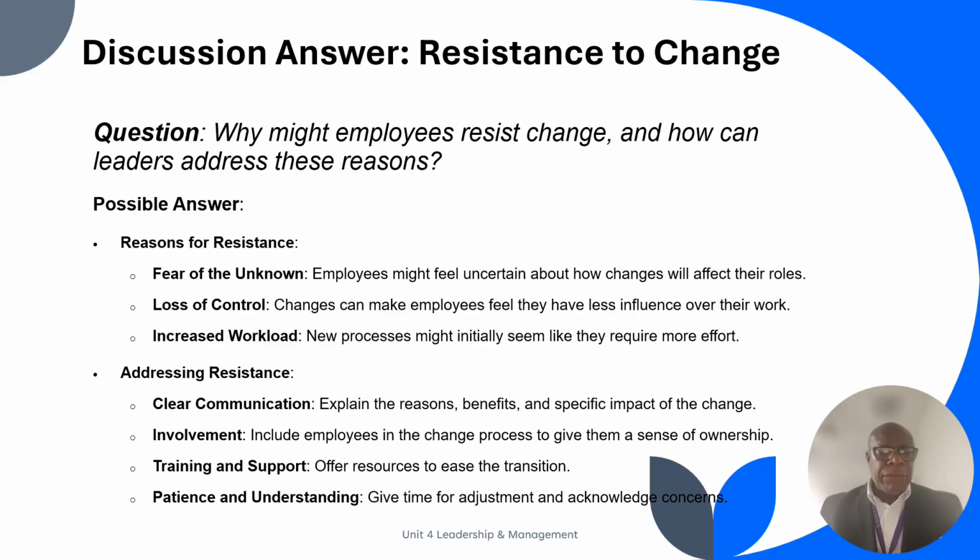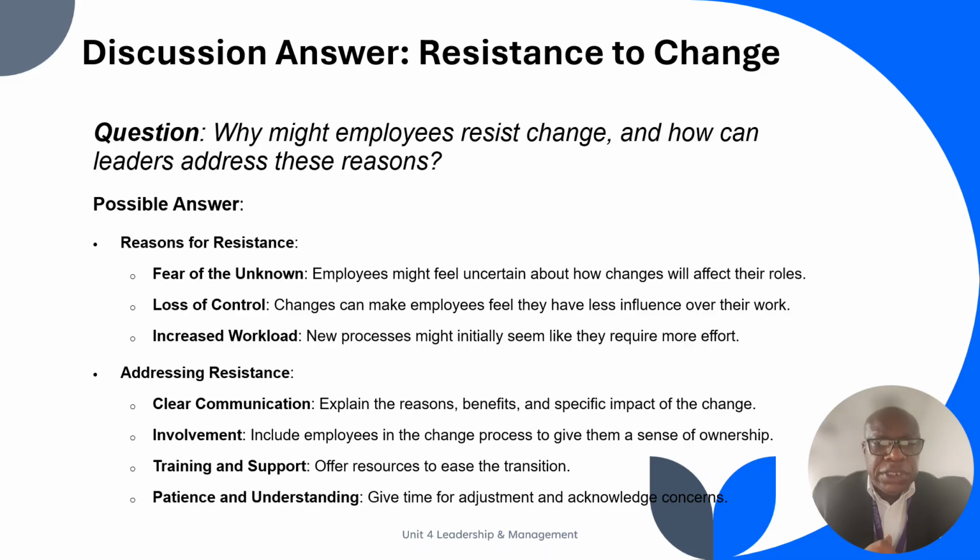Okay, possible answer is reasons for resistance. These are reasons why employees might resist. Fear of the unknown: employees feel uncertain about how the change will affect their role going forward. So the fear of the unknown can cause resistance. Loss of control.